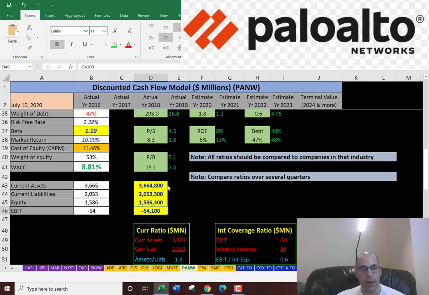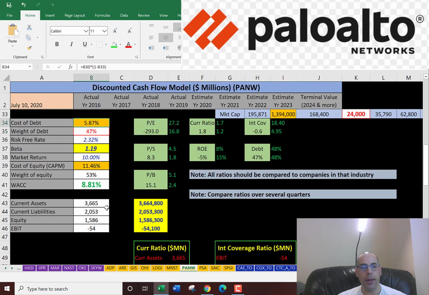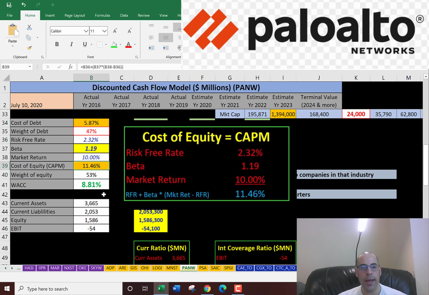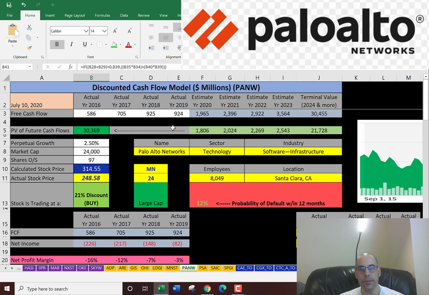Let's look at their capital structure. So they have 47% debt, and they pay 5.9% on their debt. And they have 53% equity, and they pay 11.5% on their equity. The weighted average cost of capital is a blend of the cost of debt and cost of equity. And the WACC is 8.8%, and that's what we're going to use to discount the future cash flows. So we estimated 4 years of future free cash flows. We did a terminal value, which is estimation of all years past year 4. We discounted those numbers back to today using the weighted average cost of capital. And the value of the company is $30 billion.